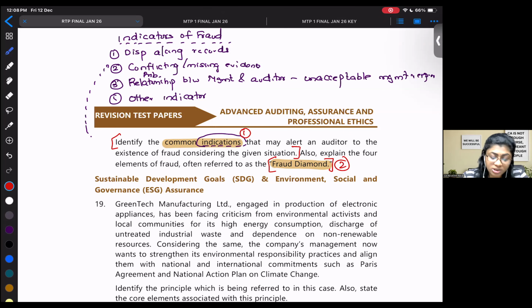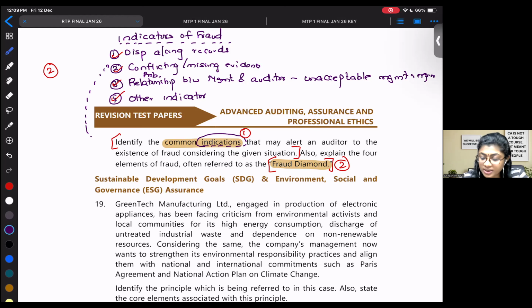Don't be confused. There are two types of fraud: fraudulent financial reporting, misappropriation. Four indicators, which we just said, and three factors: pressure, opportunity, rationalization. This is SA 240. This is indicator. You guys were saying factors and types of fraud. Two types of fraud, three factors, and four indicators. Can I get a reply?